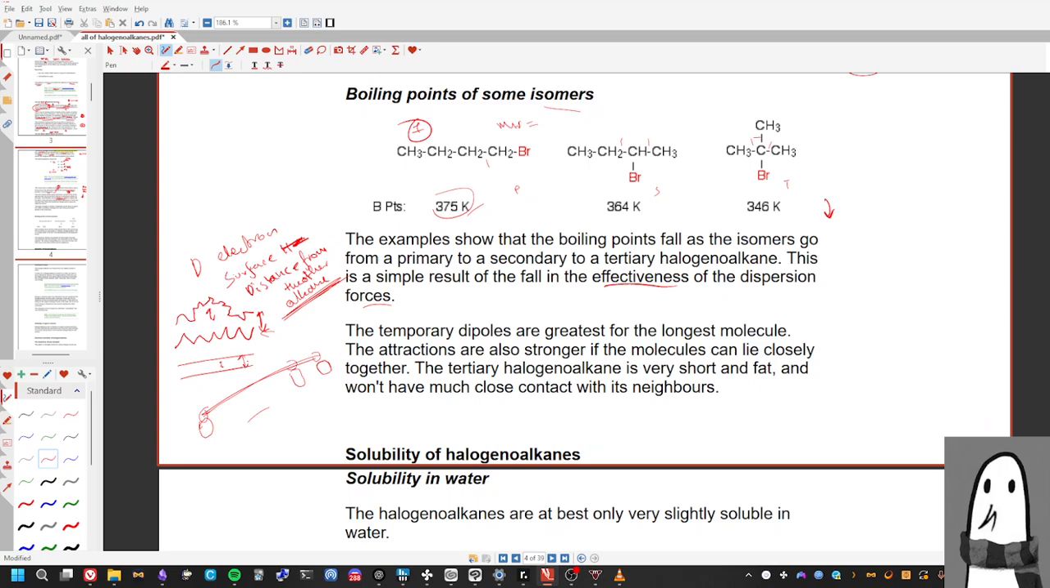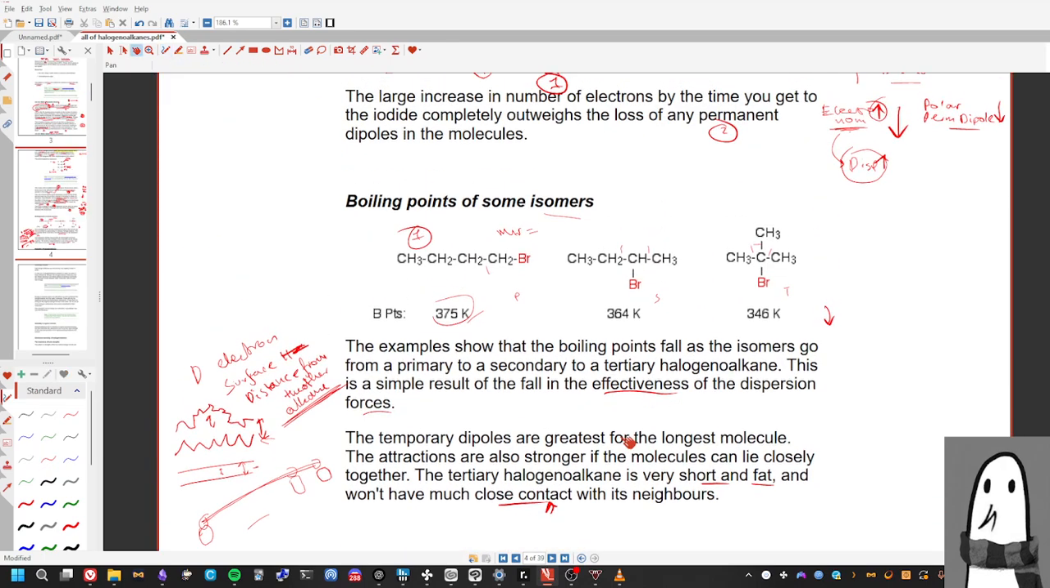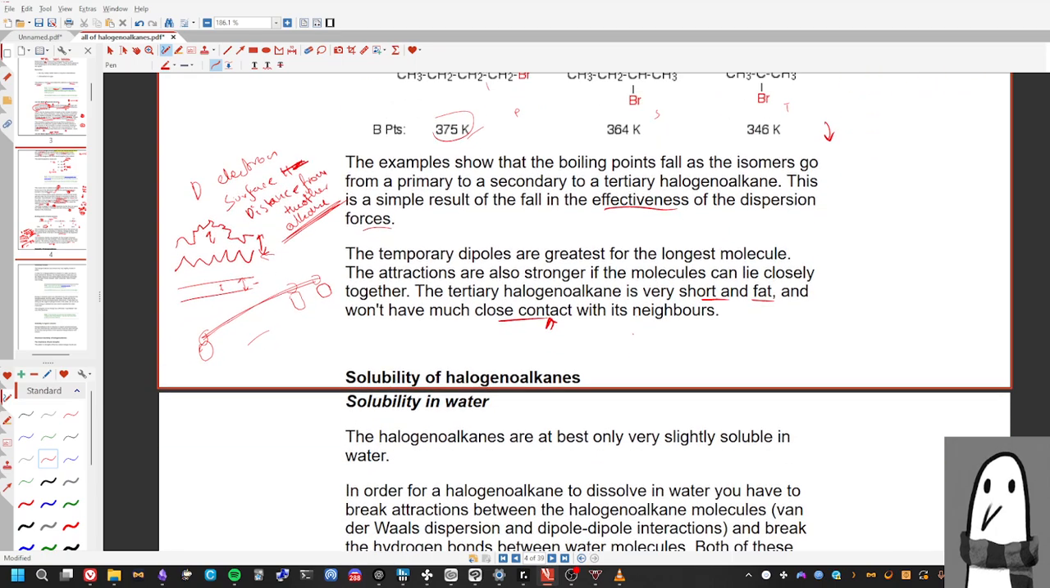And if the distance between these two is very small due to their extremely long and branchless chain, they're very thin and they're very long, then you're going to have stronger attractions because they're just closer to each other, right? And so they're strongest when they are long and they are thin. Tertiary halogenoalkanes are short and fat, so they won't have contact, and also their amount of permanent dipoles will just be less because they have less contact. So it has the least boiling point.